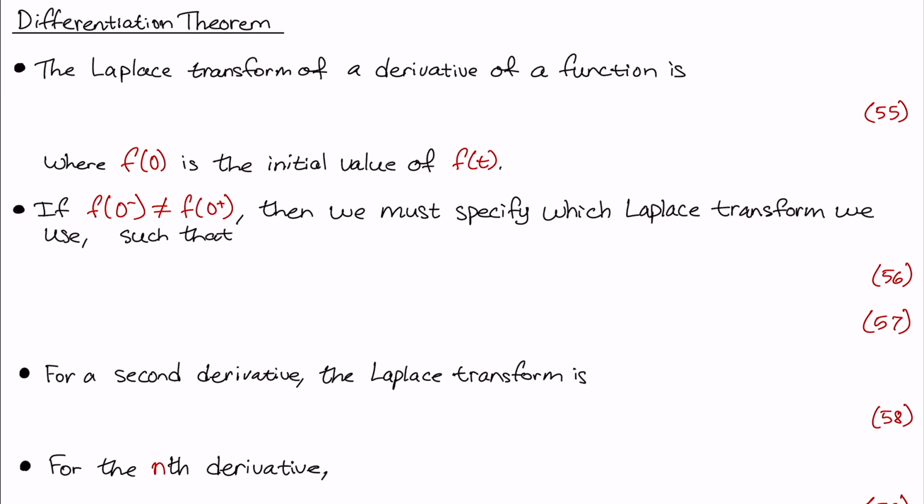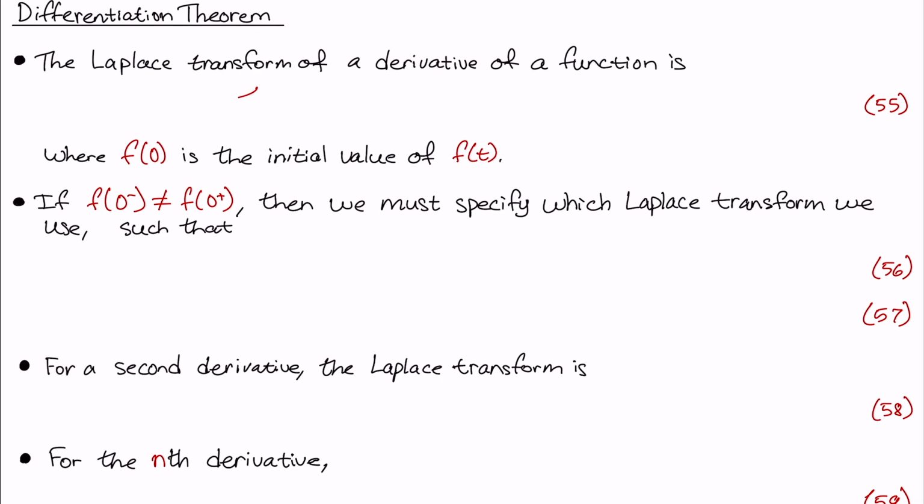So the Laplace transform of a derivative of some function. So we take the Laplace transform of a derivative d over dt times f of t. This is equal to s times F of s minus f0, where f0 is the initial value of that function at time t equals 0.